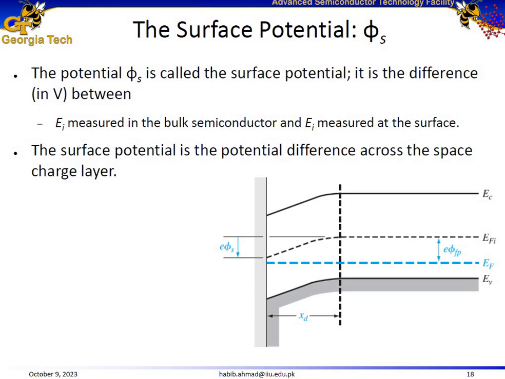The surface potential, represented with phi s, is the difference between the intrinsic Fermi level at the bulk minus the intrinsic Fermi level at the surface. So it's actually equal to EFI bulk minus EFI surface.